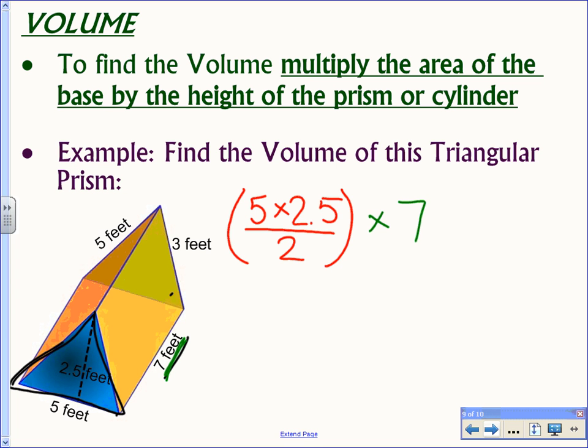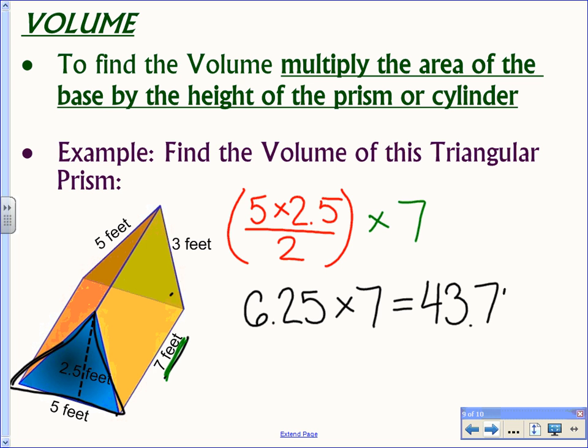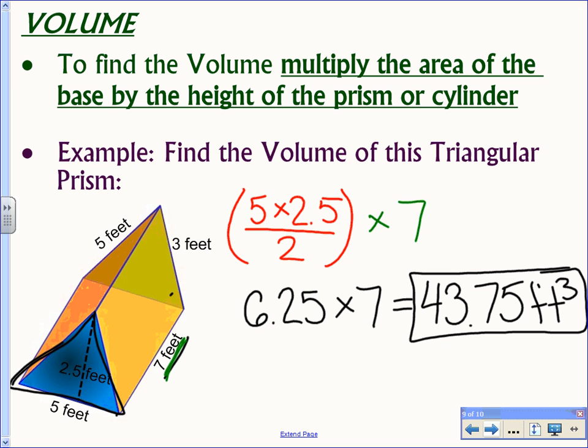So 5 times 2.5, which is 12.5, divided by 2, which is 6.25, times 7. And that's all you need to do to find the volume. You just multiply the area of the base by the height. And for this triangular prism, the volume is 43.75 feet cubed. Volume is always in cubic units because you're figuring out how many cubes it would take to fill the prism.